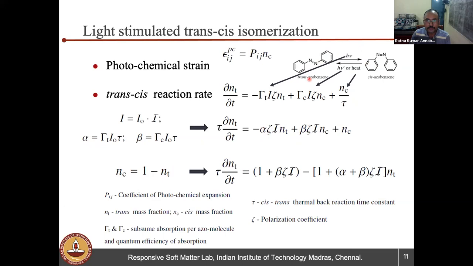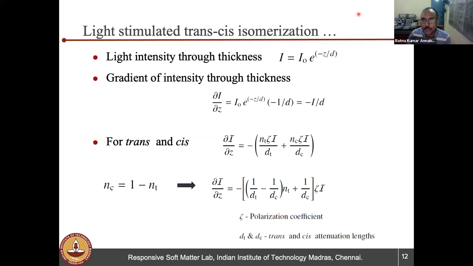All right, so if you take a film and expose light on one side, through the thickness the light intensity reduces. That is what is called light attenuation. However, this light intensity depends on the local trans and cis concentration. So, taking into account the local trans and cis concentrations, we can evaluate the local intensity as a function of depth through the thickness of the film using this relation, where d_t is the trans isomer attenuation length, and d_c is the cis attenuation length, and so on. Using this equation, you would be able to calculate the through-thickness intensity at each and every position through the thickness. All right.